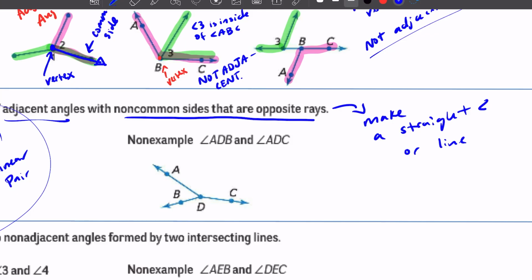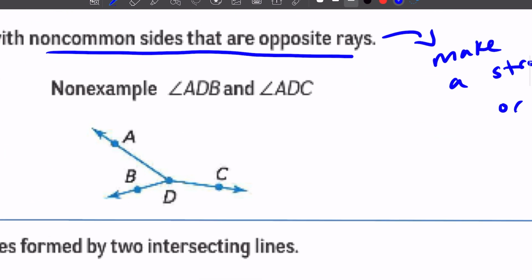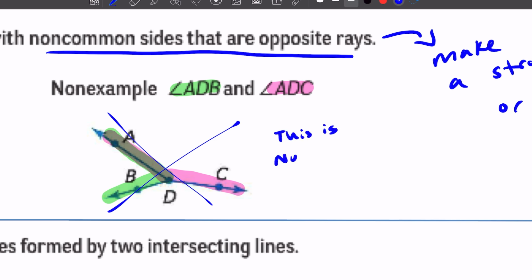Now over here, this is not an example of a linear pair, and that's because this is angle ADB, and this is angle ADC. They don't form a straight line or a straight angle whatsoever. So we can safely say that this is not a linear pair.